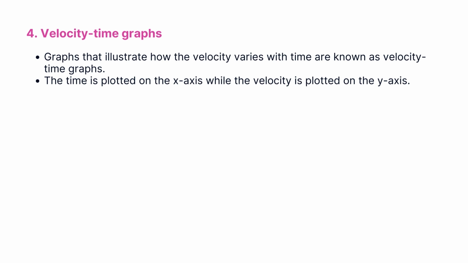On the x-axis you have to write the symbol t and the unit seconds within brackets, and on the y-axis we have velocity, so you will have to name the axis velocity and the symbol will be written as v. And the unit will be meters per second.